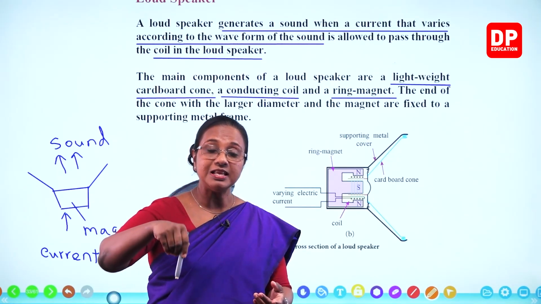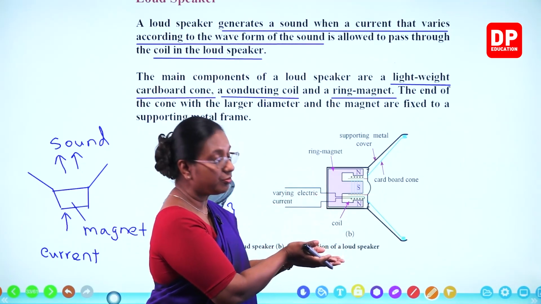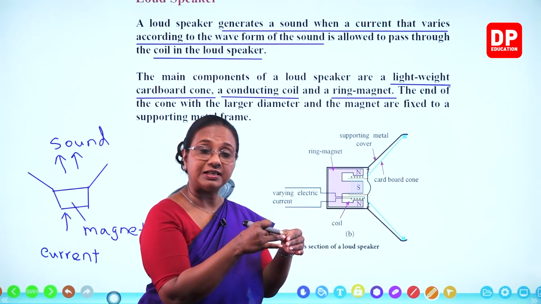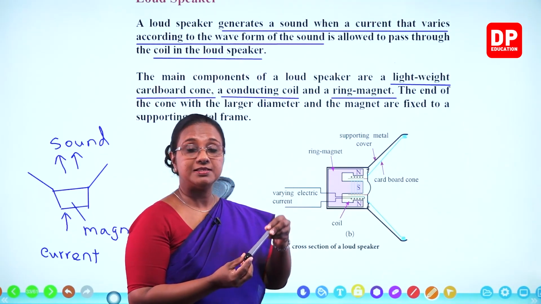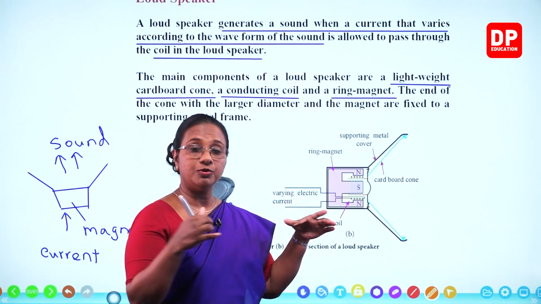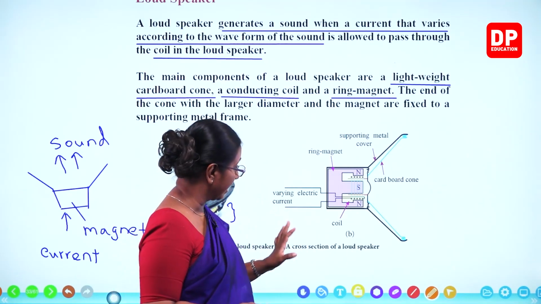But it is a ring-like structure. This is the cross section. So throughout you have the field. Always from outside, the field will be acting towards the middle, because in the middle it's going to be the south pole. Around that it is the north pole. So the field is acting towards the center. So it's a ring magnet.